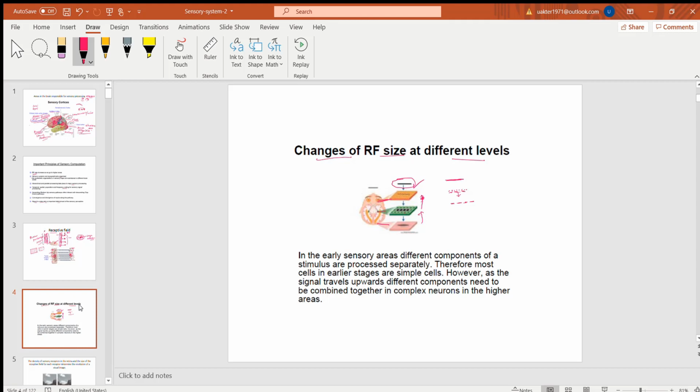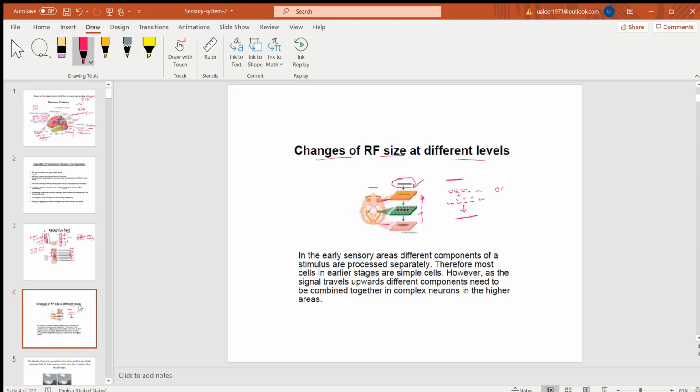There you will see that the pieces are joined together, so each neuron has a larger receptive field. So fewer neurons are needed here than there. Makes sense? Then as it goes to the visual cortex, all these are joined together to give you the complete picture. So the size of the receptive field of the neurons increases. How does that happen? That happens due to convergence.